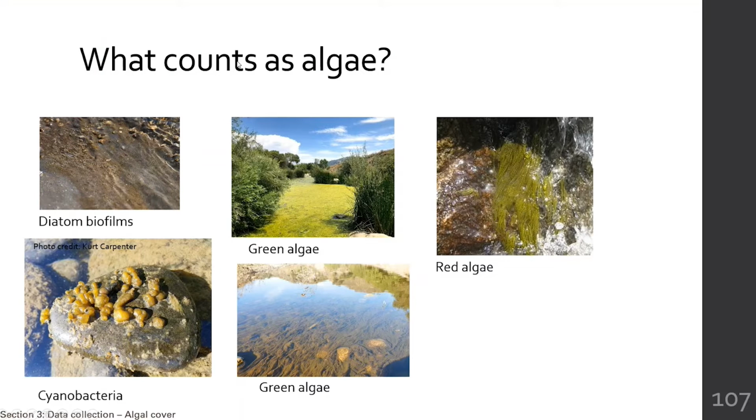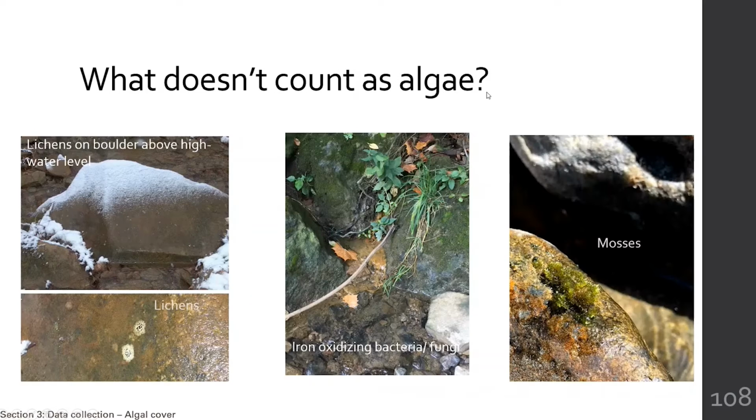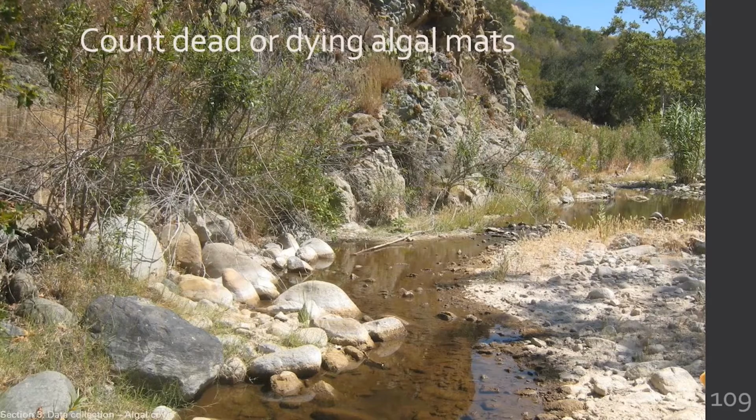So like I mentioned, we have a variety of different algal forms that we count in this indicator: green, red, blue-green, diatoms. They're all good. We do not count lichens. We do not count iron oxidizing bacteria or other kind of microbial films, and we don't count mosses. Like I mentioned, we count both dead and dying algae, just like we do on living algae.